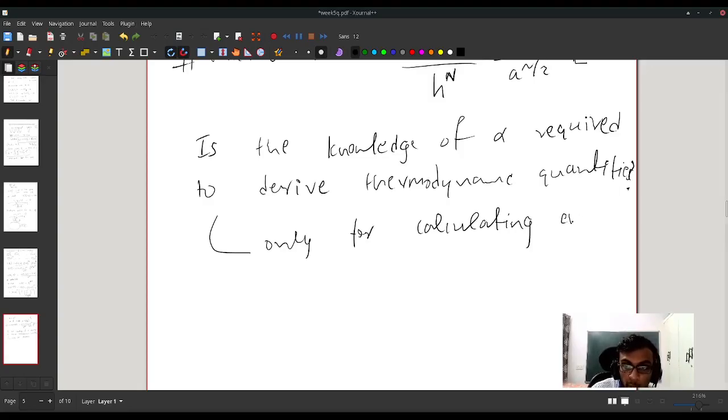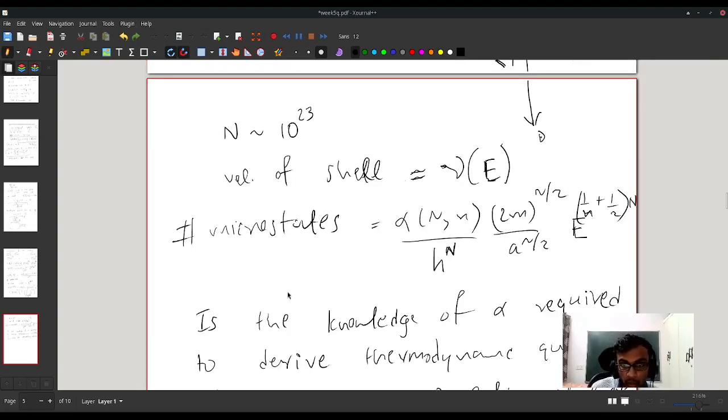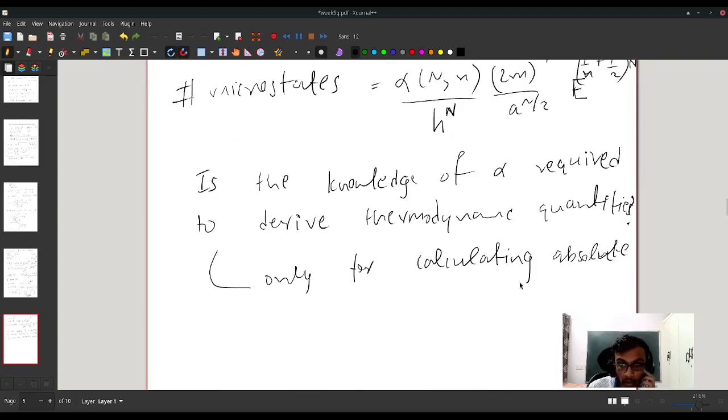But for most other thermodynamic quantities or experimentally relevant quantities, the knowledge of alpha, it turns out, is not required, because we are going to take derivatives of this expression with, let's say, T or V when there's some volume. Let me finish writing this.